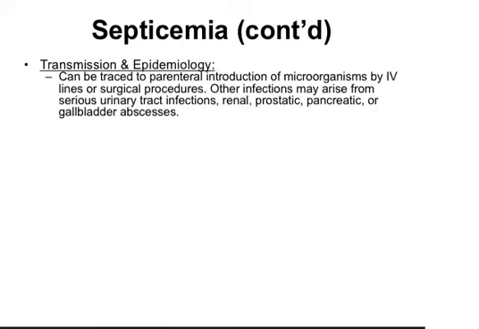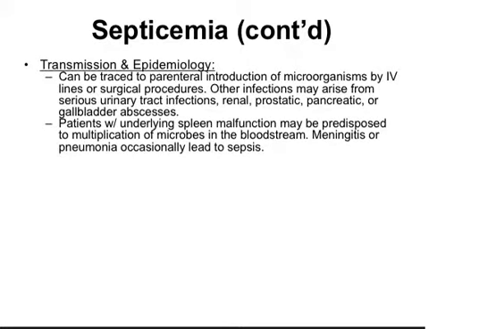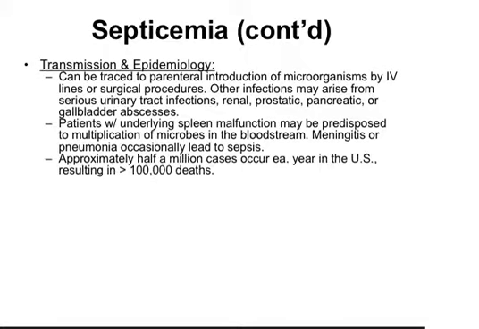How is it transmitted? It can be traced to parenteral introduction of microbes by IV lines or surgery. Other infections can come from UTIs, renal, prostatic, pancreatic, or gallbladder abscess. Patients with underlying spleen malfunction can be predisposed to multiplication of the microbes in the blood. Meningitis or pneumonia occasionally lead to sepsis. Remember that the spleen is the counterpart to the lymph node for the bloodstream. It's tasked with removing pathogens directly from the blood.